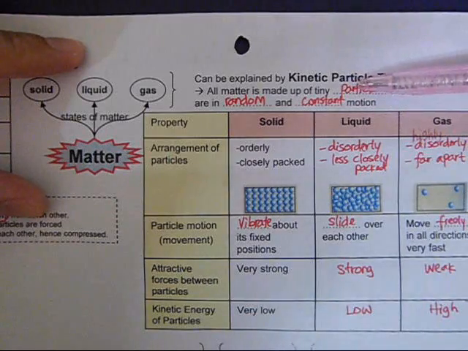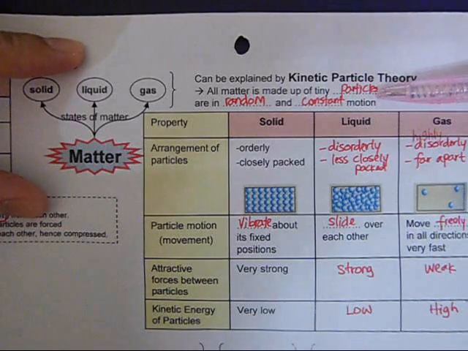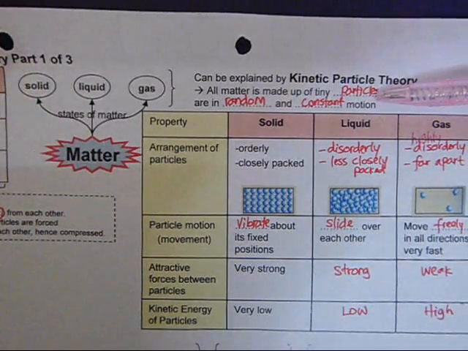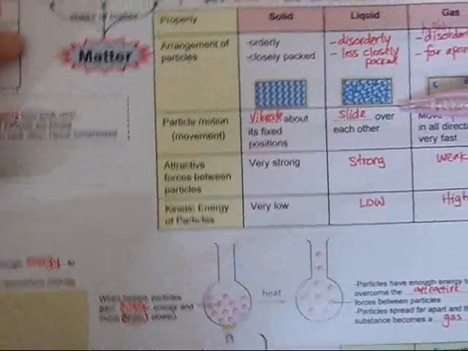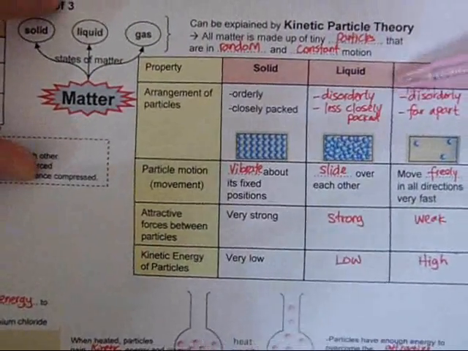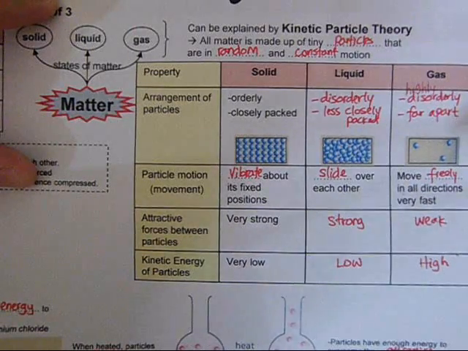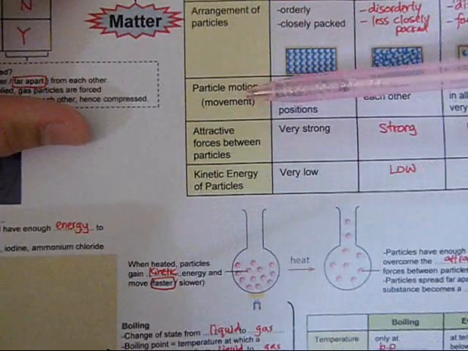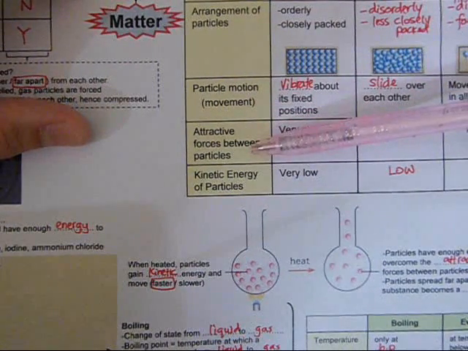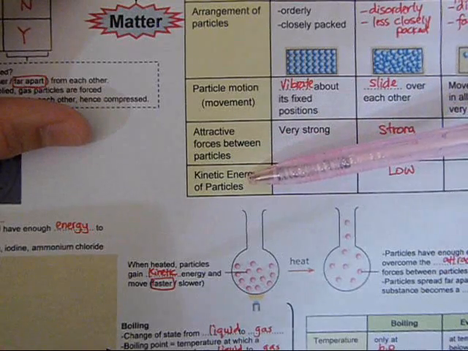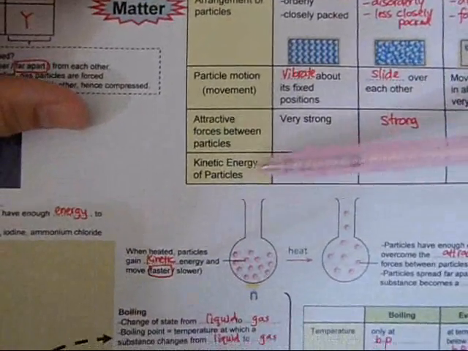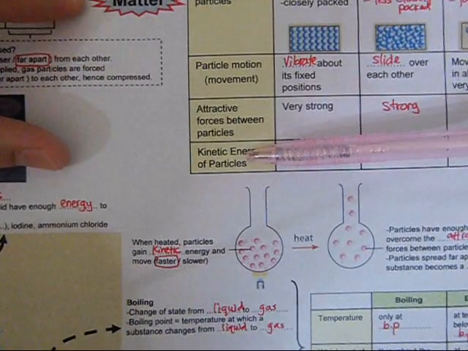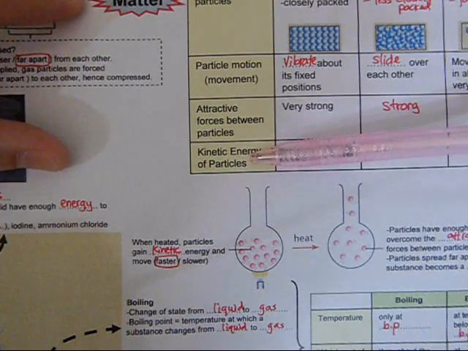Now, this word particles, it can mean atoms, it can mean molecules, it can mean ions. Depends on what kind of substance it is. Now, this table shows the properties of solid, liquid, and gas, all the states of matter, in terms of the arrangement of particles, particle motion or the movement, attractive forces between the particles, as well as the kinetic energy of the particles. So kinetic energy would mean how fast or how slow the particles move or vibrate.